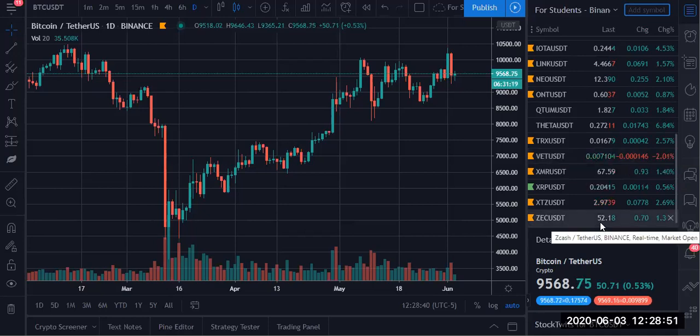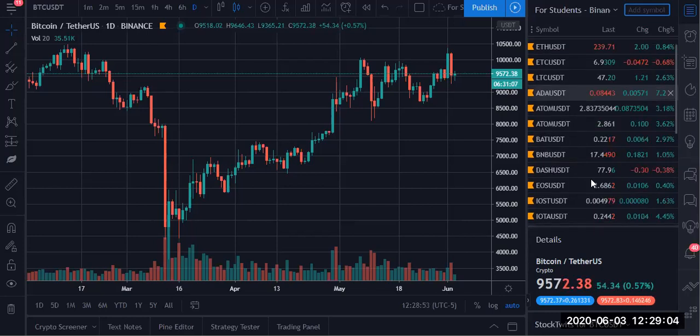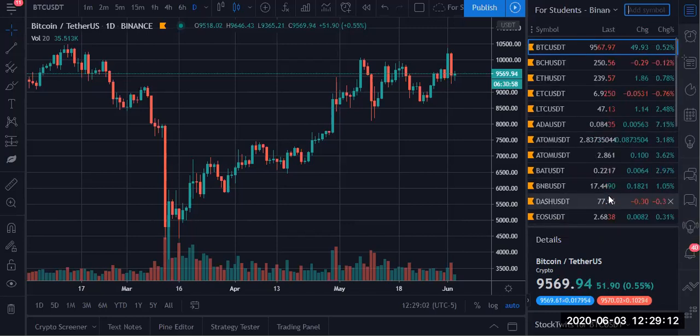Zcash, the fake privacy cryptocurrency that they admitted had some issues and had to start from scratch. So now maybe it is privacy. I don't know. We'll see. That one doesn't really have that much volume for me to be justified in trading it. It's like watching paint dry to trade something.